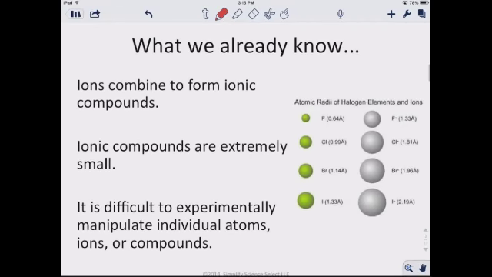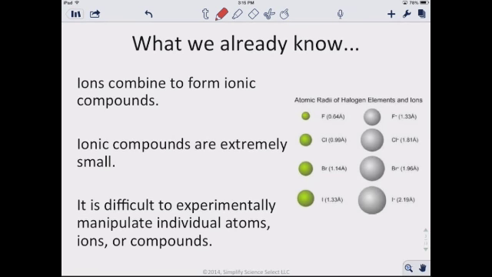So what we already know, that ions combine to form ionic compounds. So we've been looking at ionic compounds, and they form to become more stable, and they either give electrons or they take electrons. They transfer those electrons to make those ionic compounds. Now, ionic compounds are extremely small. We know that they're really small. If we talk about it, when we're looking at all the different sizes of it, they're incredibly small.